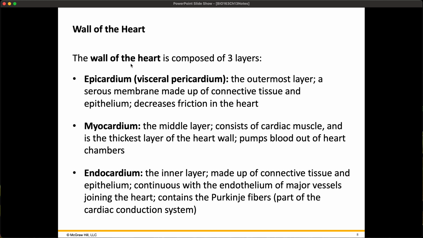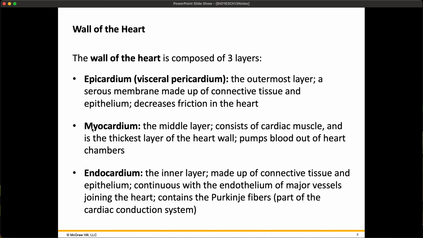Looking at the wall of the heart itself, we started larger, talking about the mediastinum cavity in between the lungs, and then the pericardial cavity, the pericardium, the actual sac around the heart, and now we're talking about the walls of the heart. The epicardium, the visceral pericardium, was part of the pericardial sac. This is the layer directly on the outside of the heart wall. So the layer we're talking about here is both part of the serous pericardium and the external layer of the heart wall. It's that outermost layer, that serous membrane.